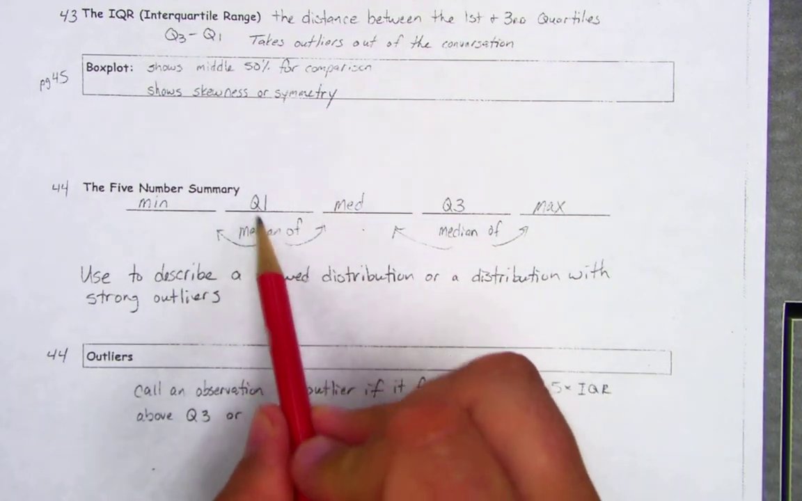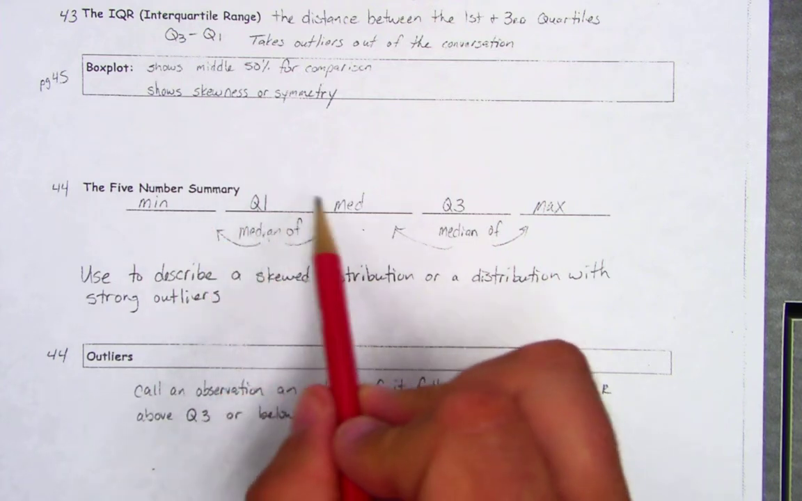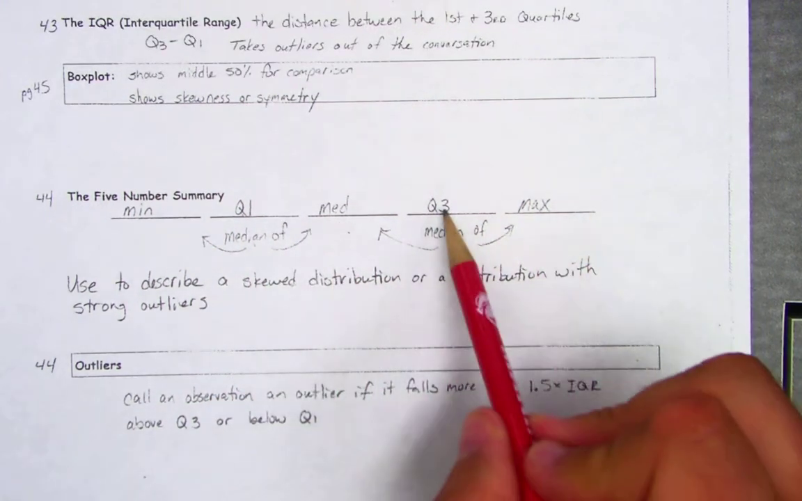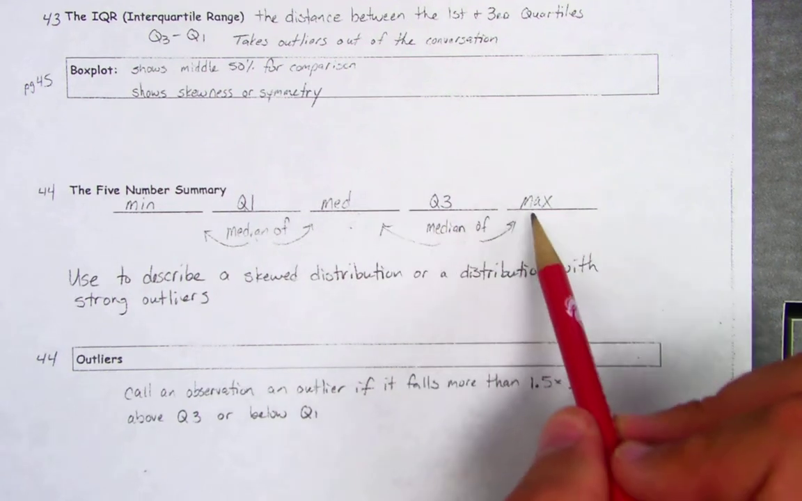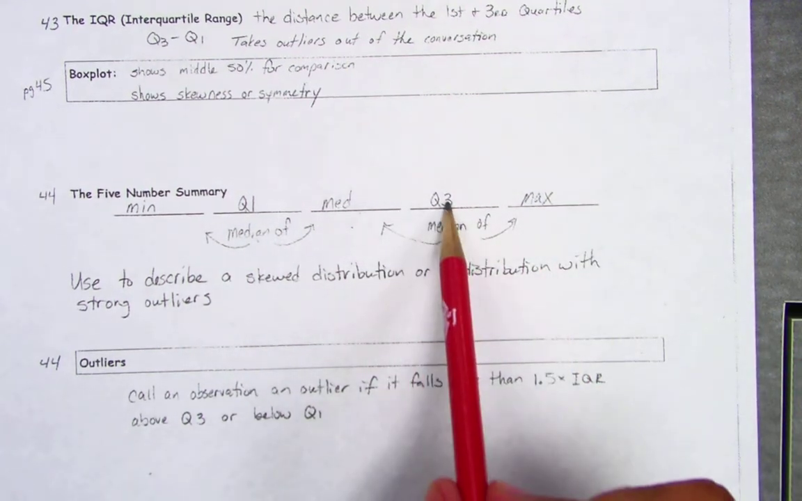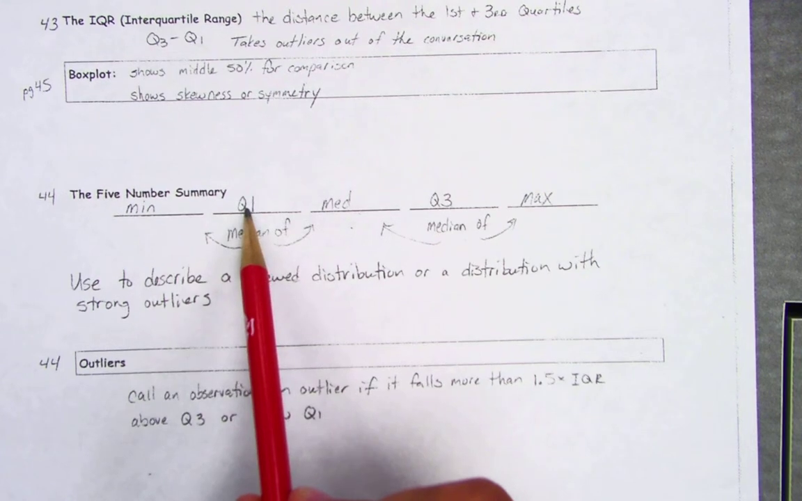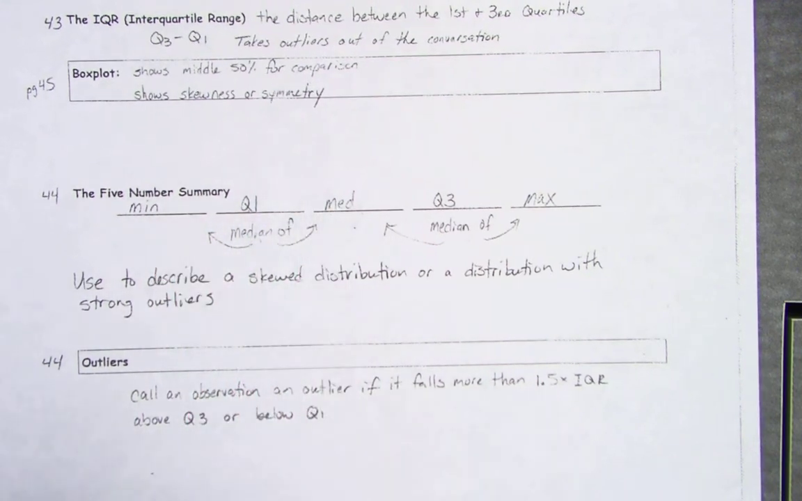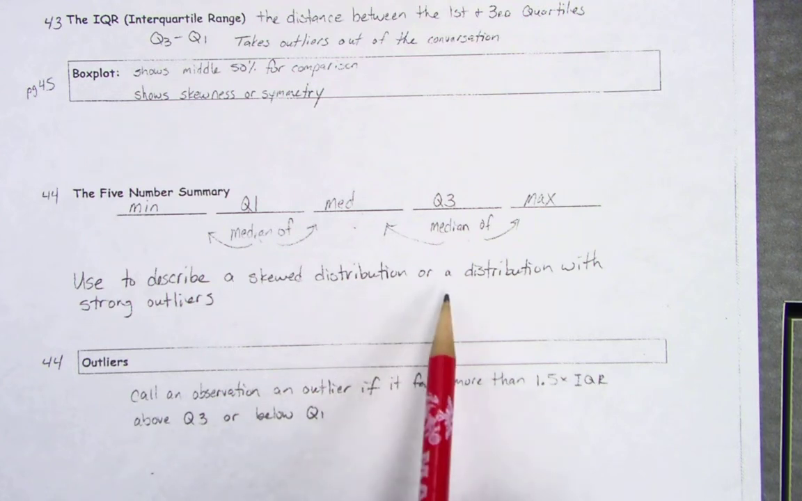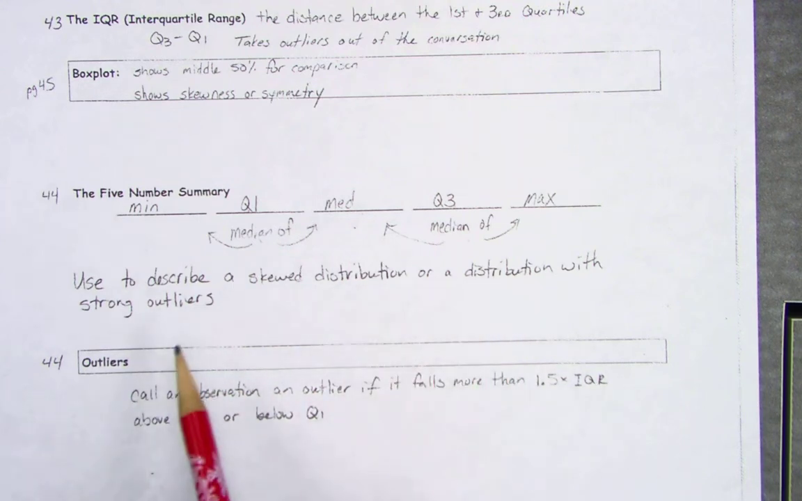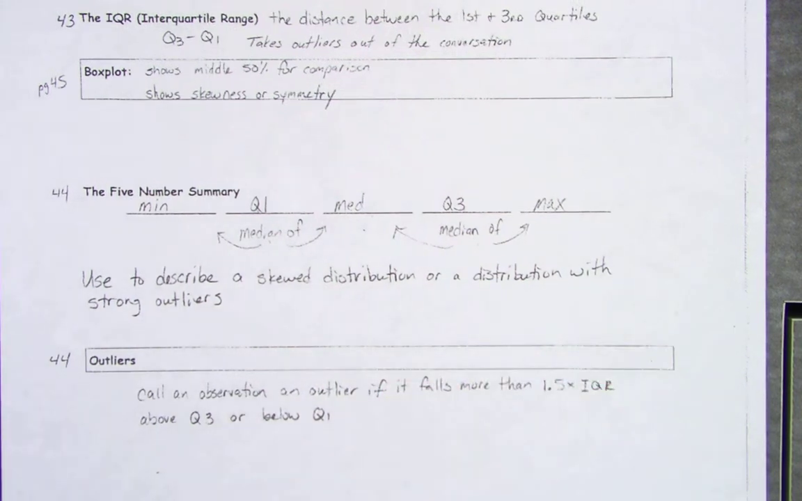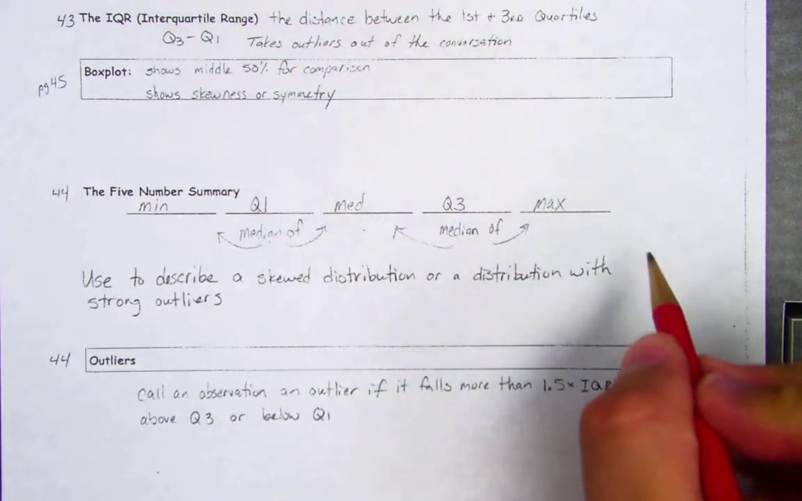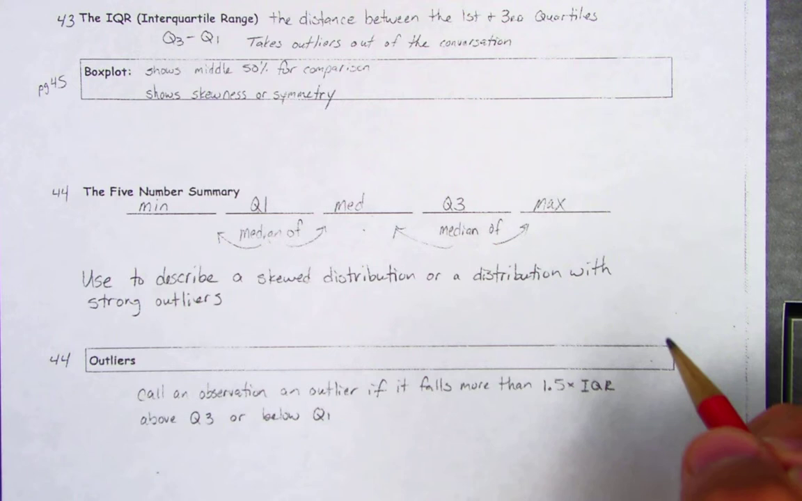Q1 is the median of the min and the median. Q3 is the median of the median and the max. So it's the one directly between those two, and this is the one directly between those two. We use this to describe a skewed distribution or a distribution with strong outliers. If you want to see a box plot, I will have one for you a little bit later at the end of the notes.